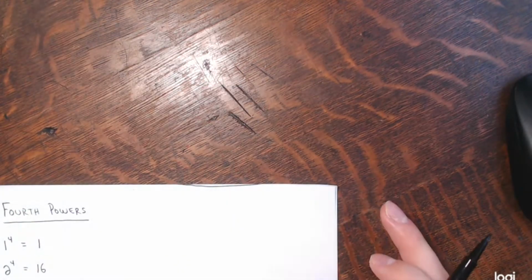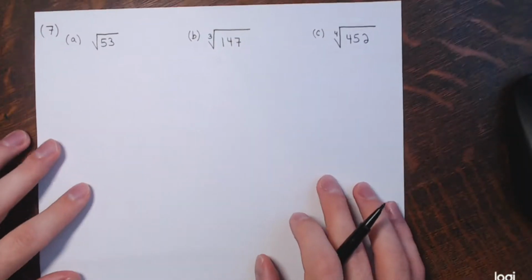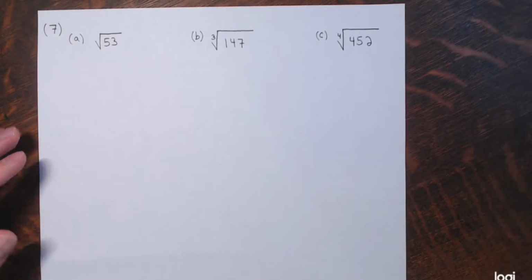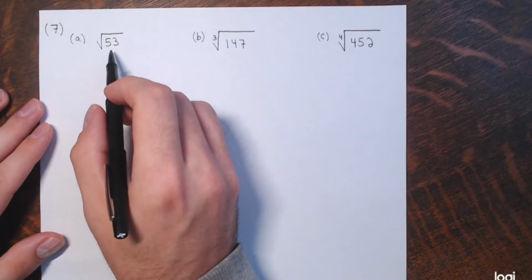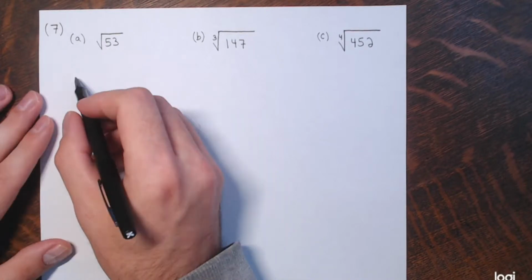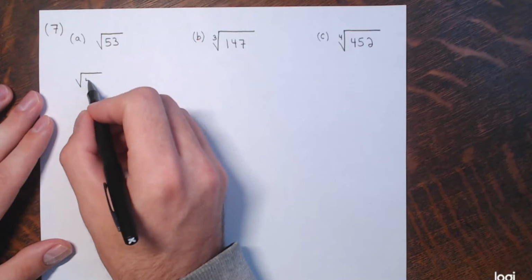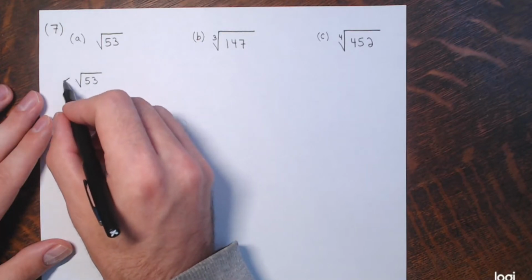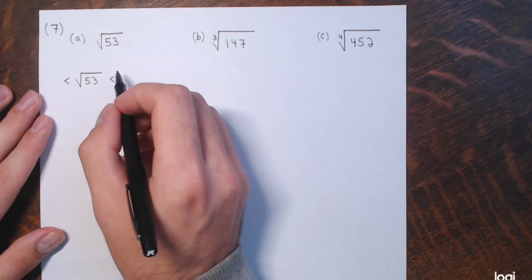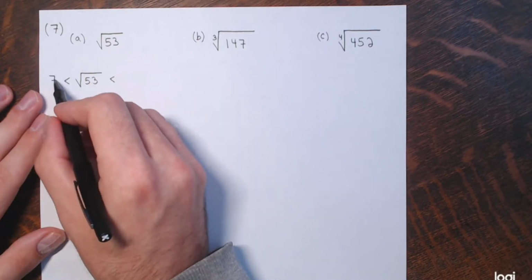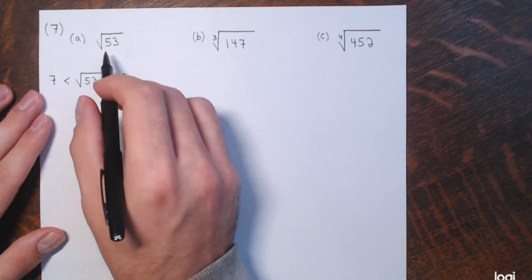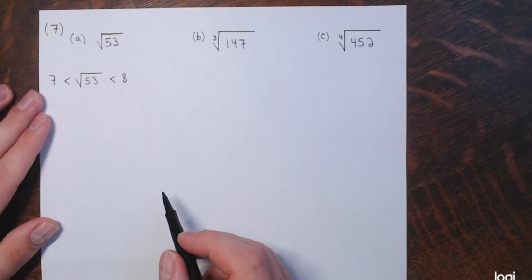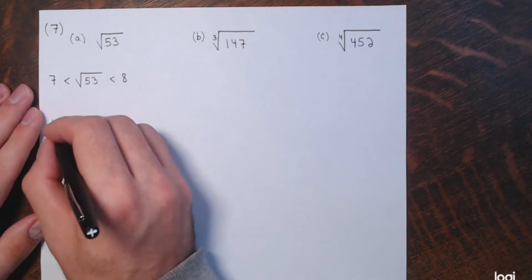Example 7. It yet again has a square root, a cube root, and a fourth root. So just as I've been doing, before I enter this in the calculator, I'll tell you what whole numbers it's going to be between, just to practice that. Now the square root of 53 is going to be between 7 and 8. Remember 7 squared is 49, 8 squared is 64, 53 is between those.